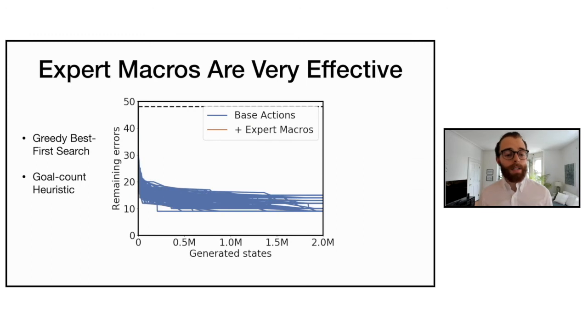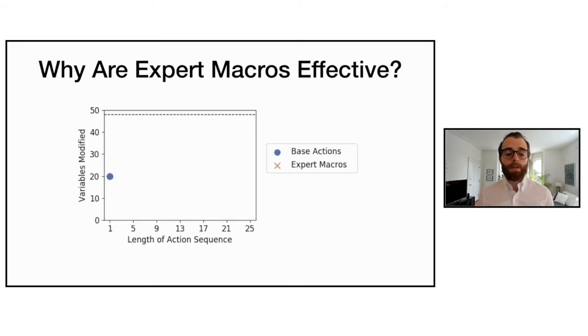It's unsurprising, but macros along these lines are actually very effective at planning, even just with greedy best first search using the goal count heuristic. So if we add the expert macros from the previous slide onto the base actions, we're able to now solve every puzzle using less than 5% of the original search budget. So we ask ourselves, why are the expert macros so effective?